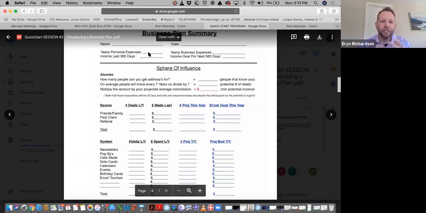So, sphere of influence. How many people can you get addresses for? It's the first question I ask everyone. It's your number. Even walking through the hall, if I ask one of you, what's your number? You should know what this is. This is the number of people you have addresses for. If you don't have addresses, you really don't have a book of business.